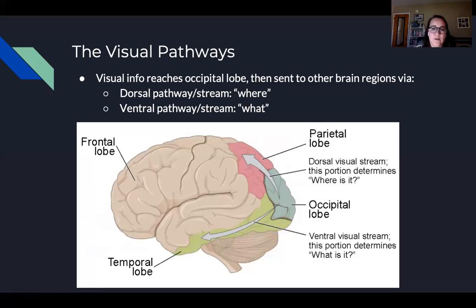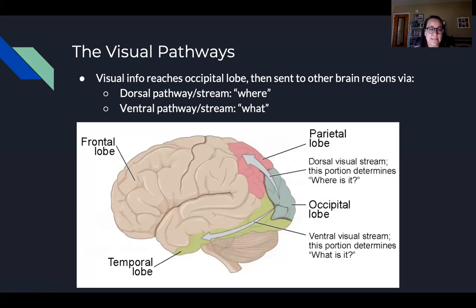And information can also travel along the ventral pathway. So this is the what pathway. The ventral pathway goes down along the more bottom side of the brain, and it heads towards the temporal lobe. The processing that takes place here is at the level of recognition and being able to discriminate visual shapes and objects from one another.